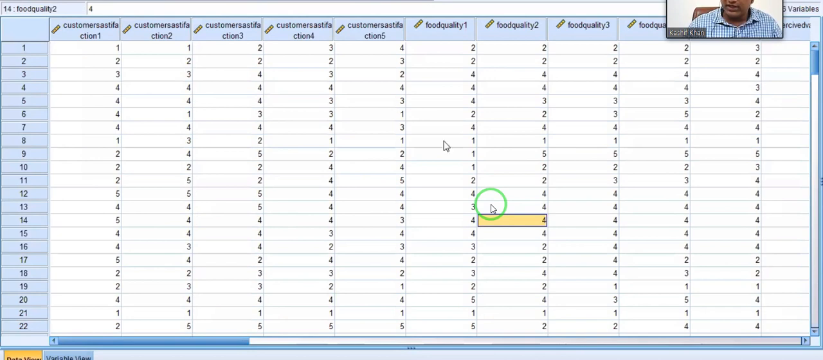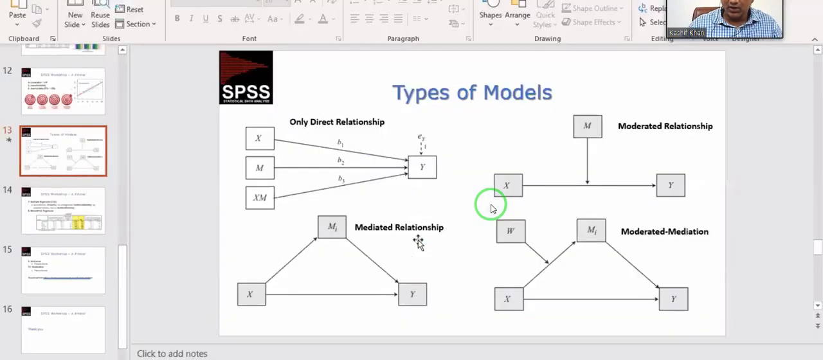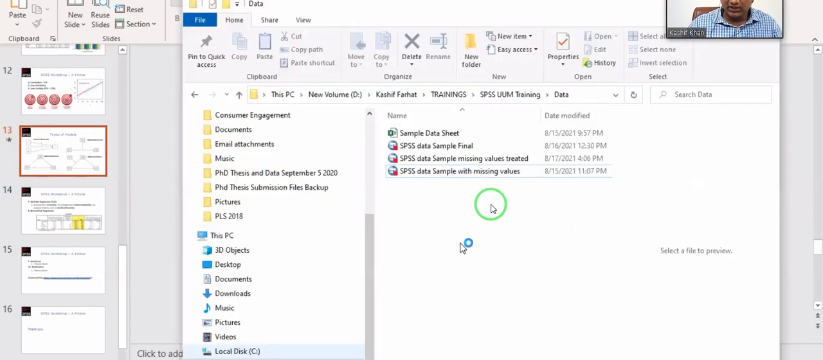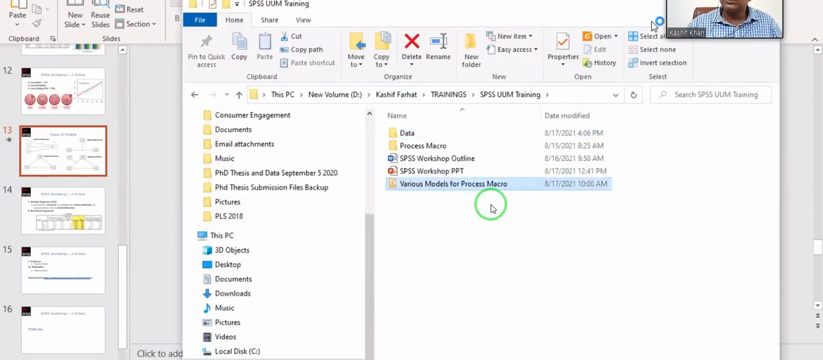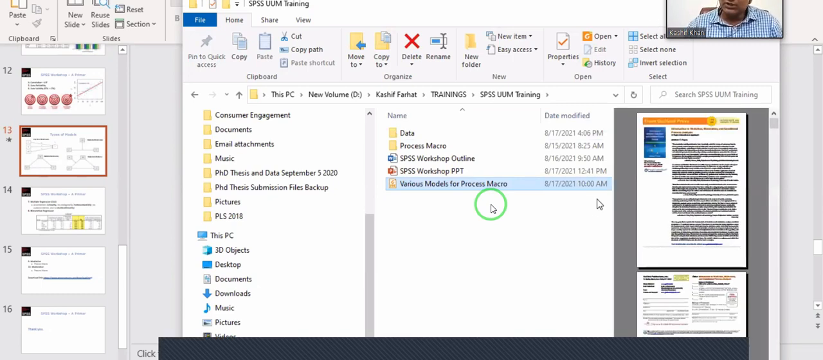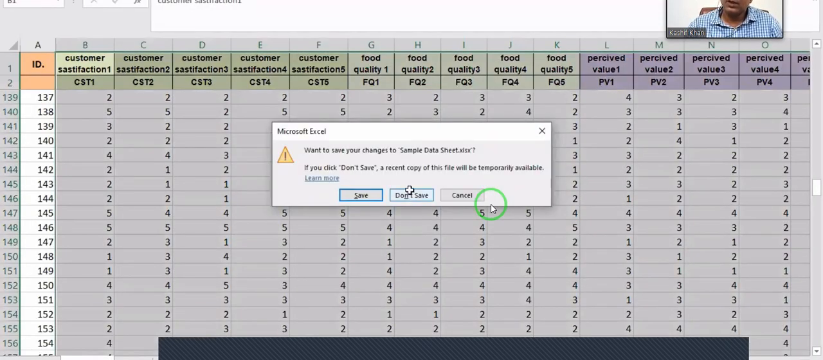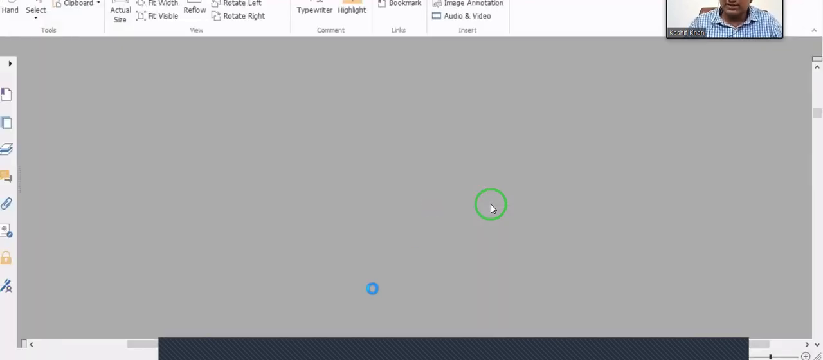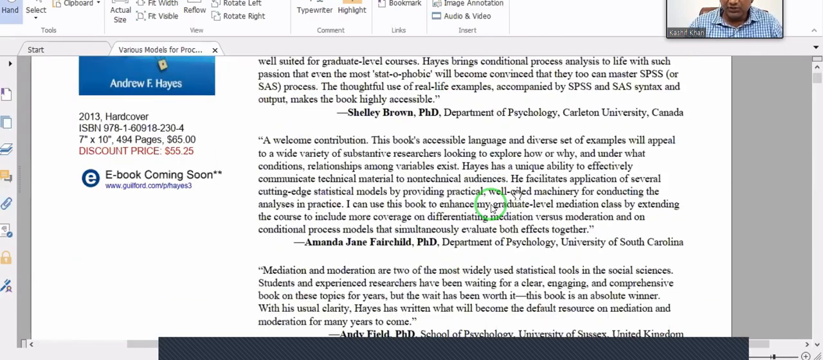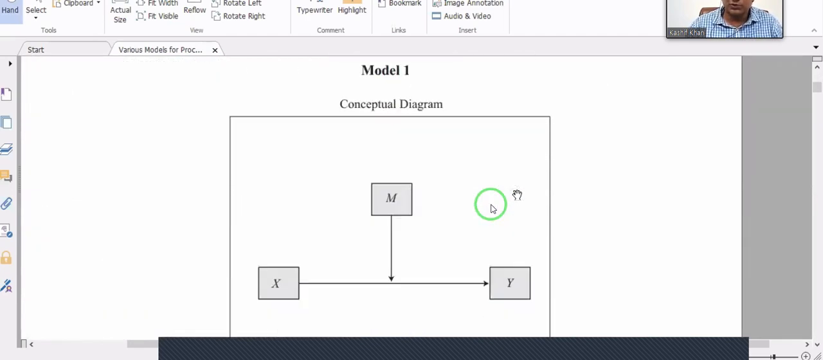Let me show you a couple more things. Let me first close it. I have another file here. I'll show you the various models of PROCESS. How do you know which model to run? Because you have a variety of models. What Hayes has done is he has also provided us a list of models, and I'll be sharing it with Dr. Mehdi as well, so he can share it with you. So Hayes has provided us a list of models, showing which model to run for what type of analysis.